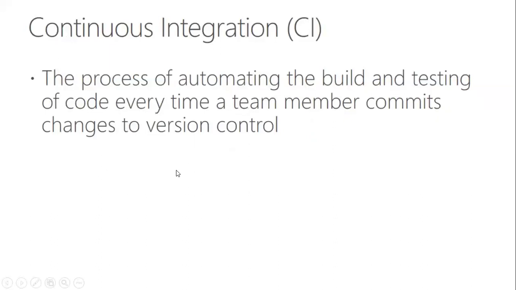Now we are going to discuss continuous integration, the process of automating the build and testing. Try to understand these two terms. If you automate the build and testing of code every time a team member commits changes to version control, that is known as continuous integration, CI. This is a very famous question in the interview. What are we going to do in CI? You have to say we are going to automate build and testing.